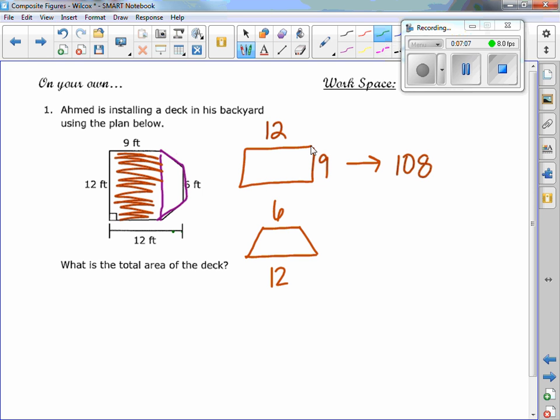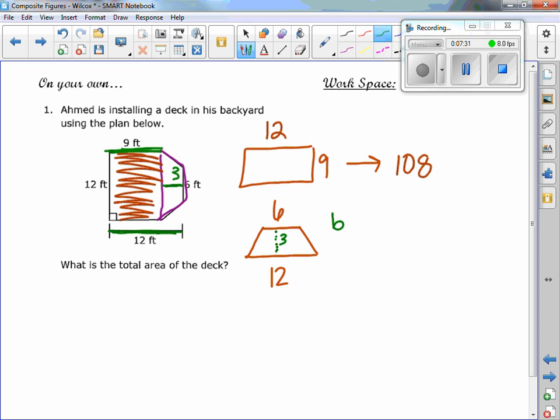If we know the height of the whole figure is 12, and this piece of my rectangle was 9, what does that mean the remaining length, or the height of the trapezoid must be? Good, 3, because 9 plus 3 gives me my total length of 12. So the height of my trapezoid is 3.